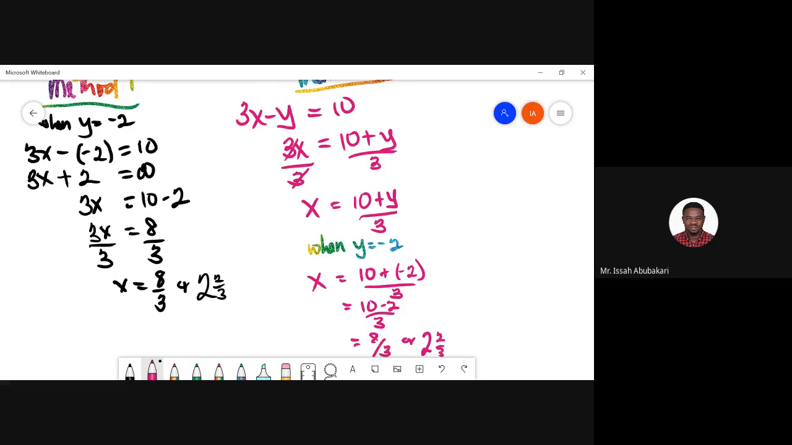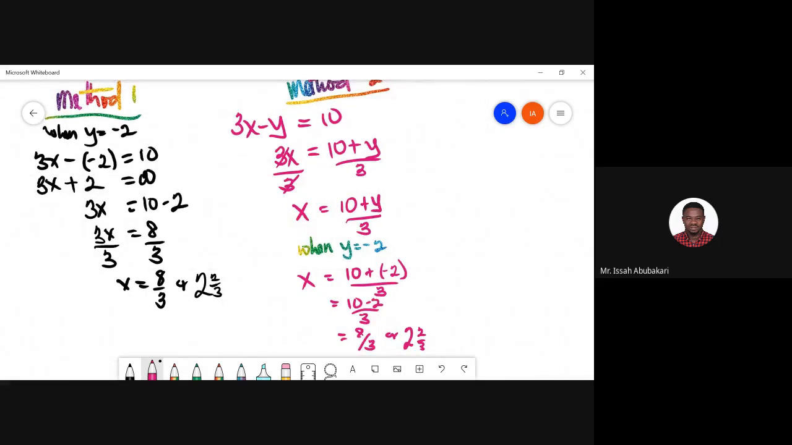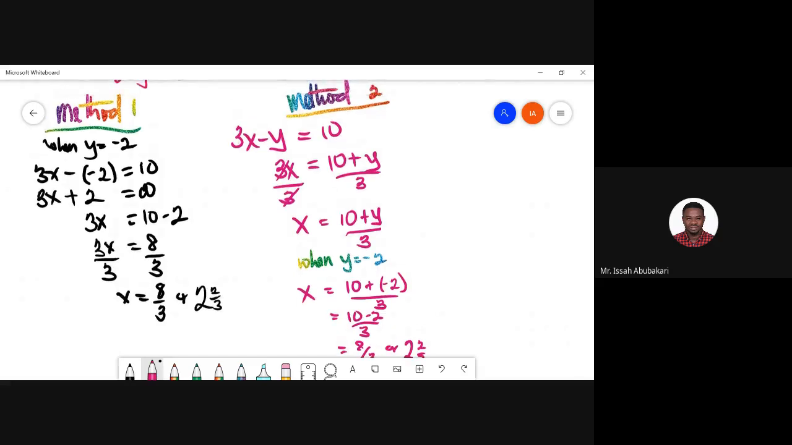All right, so this is method 1 and method 2. Whichever you use, you are supposed to get the same answer. So which method should we use, method 1 or method 2? Let's ask about 3 people. Method 1 or method 2?